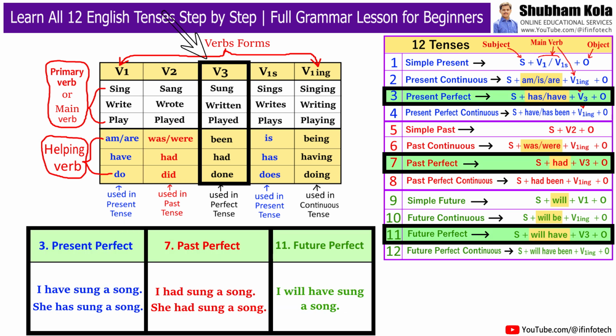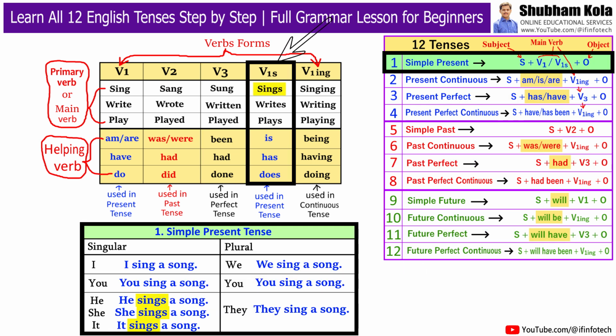Next is V3. V3 is the past participle form. The past participle of sing is sung. I have sung a song. She had sung a song. This form always comes with has, have or had. V3 is used in perfect tenses like present perfect, past perfect and future perfect.